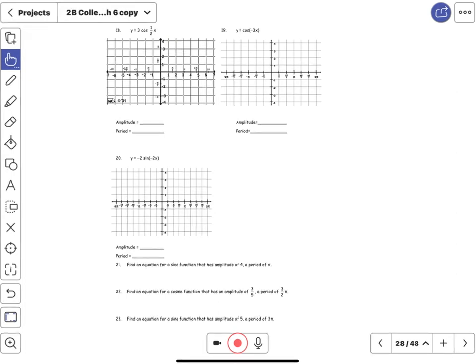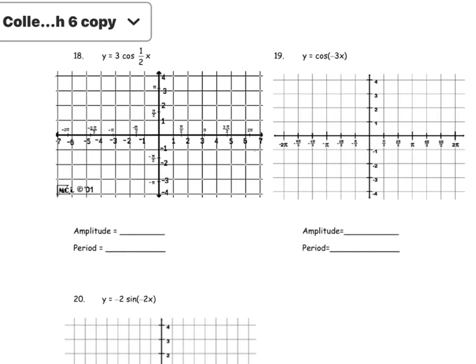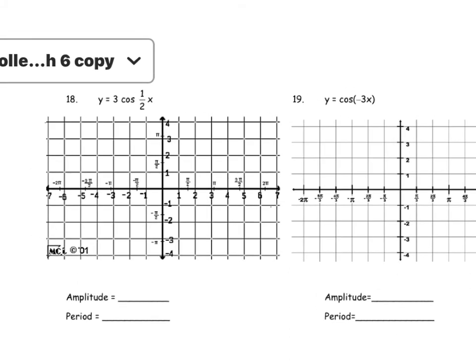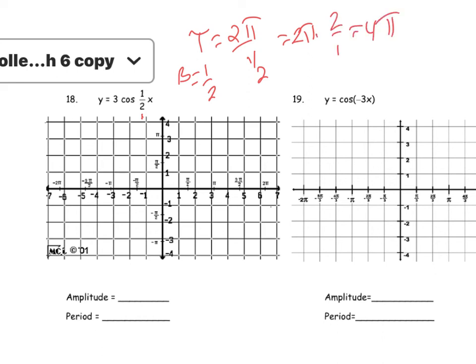Last page. No, there's more. Oh, there's more graphs. Well, we haven't really dealt a lot with my b being 1/2. That just means my period is 2 pi divided by 1/2, which means 2 pi times 2 over 1, 4 pi. It takes 4 pi to finish one picture.